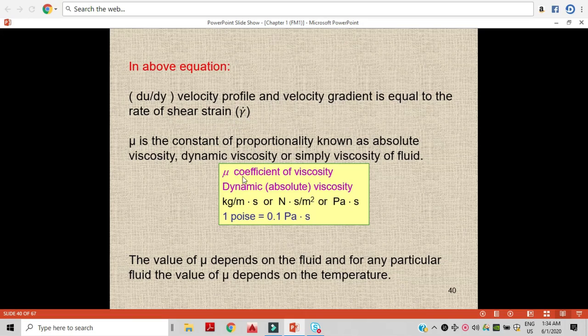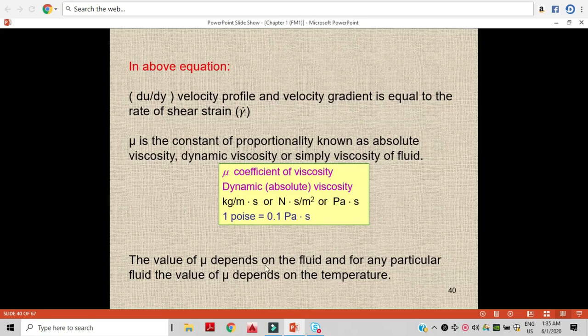of shear strain. Mu is the constant of proportionality known as the absolute viscosity, dynamic viscosity, or simply viscosity, and it is indicated with mu. The unit in the SI system is kilogram per meter second, or Newton second per meter square, or Pascal second, because Newton per meter square is Pascal. And 1 poise is equal to 0.1 Pascal second. So these are the SI units of the dynamic viscosity.